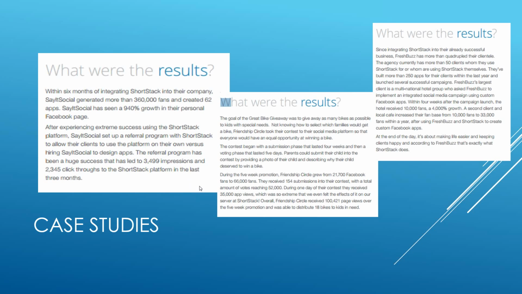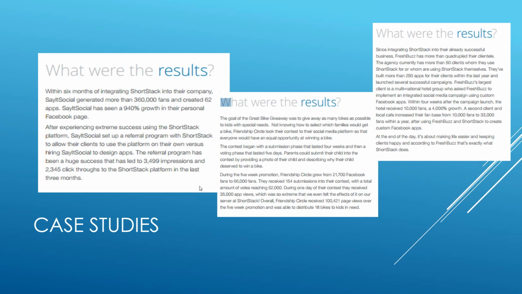Say It Social, which is sayitsocial.com, is an amazing little company. They were a startup, and they generated more than 360,000 fans between 62 different apps that they used ShortStack with. It was a 940% growth in their Facebook page, and we're talking about in less than a year. It gave them 3,499 impressions and 2,345 click-throughs.